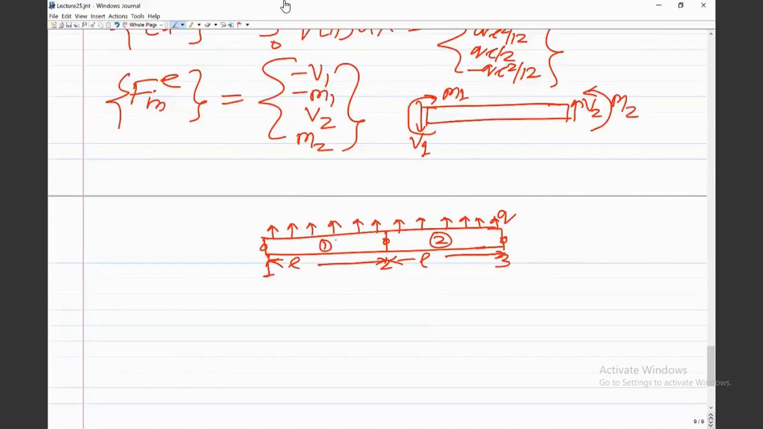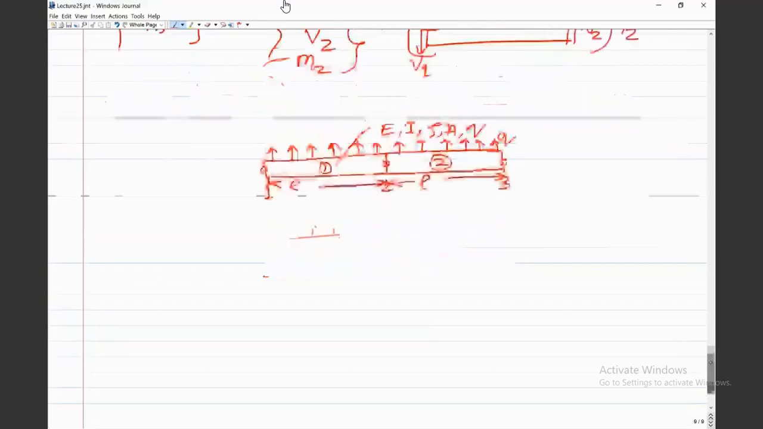Looking at the properties of the beam, E is the Young's modulus, I is the area moment of inertia about the z axis, so I_zz is I, rho is the density, A is the cross sectional area, and Q is the distributed load. Now if you discretize this into two elements, each node has 2 degrees of freedom, so in total there would be 6 degrees of freedom.